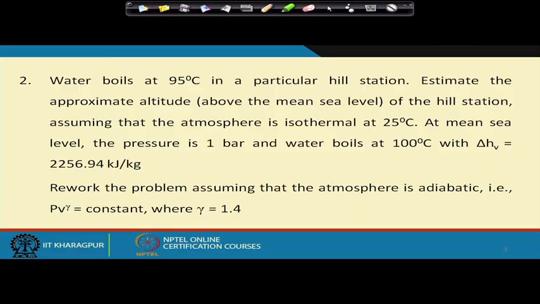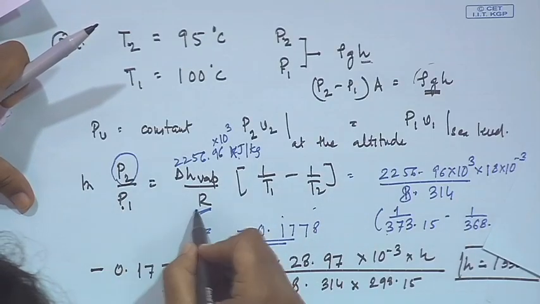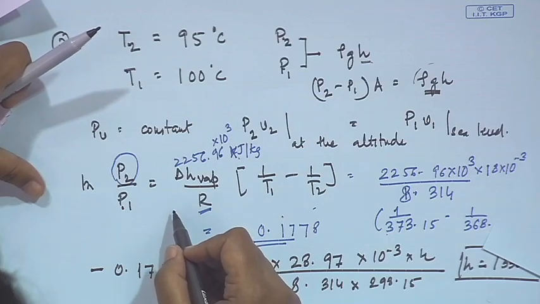Now, this was for the first part of the problem. What about the second part? In the second part, it is slightly involved. It is said that the atmosphere, instead of behaving isothermally, behaves adiabatically, and the gamma is given. So, in this particular case we find that the Clausius-Clapeyron equation is applicable no matter whether the atmosphere behaves under isothermal or adiabatic conditions.